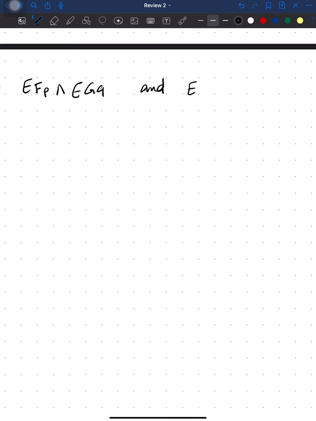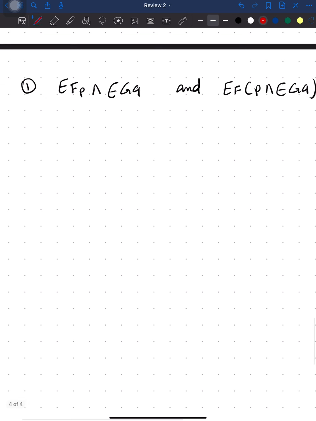Alright, so let's look at a different problem. Here I'm borrowing this one from the homework. It says for each of the following pairs of formulas, prove or disprove that they are equivalent. So we'll just look at the first pair. Here we have E F P and E G Q. This is the first one, they are a pair. And the second one is E F B and E G Q.